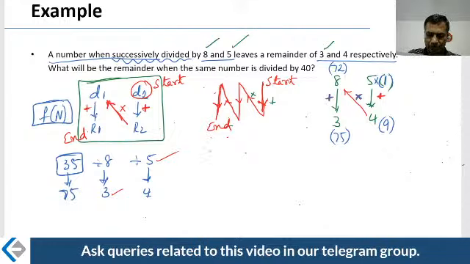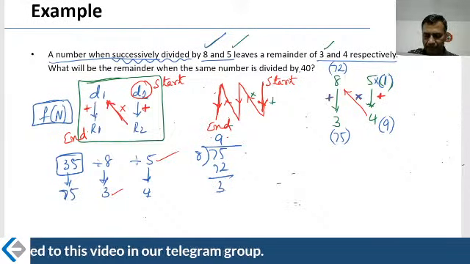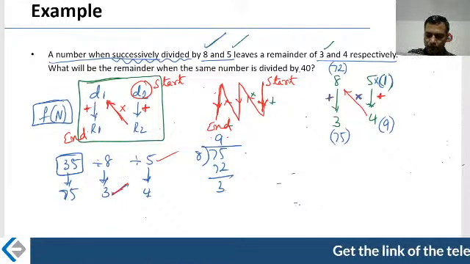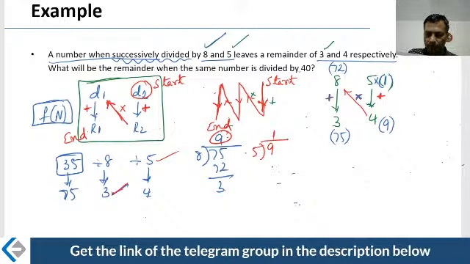How? Let's check this. Take 75. 75 when divided by 8, because the first divisor is 8. 8 9 times 72. Remainder is 3. Absolutely. That's what we listed here. Now what should I do with this 9? I should divide this by 5. 5 1 time 5. What is the remainder? 4. That is the 4 you listed here. Therefore 75 is the next number.